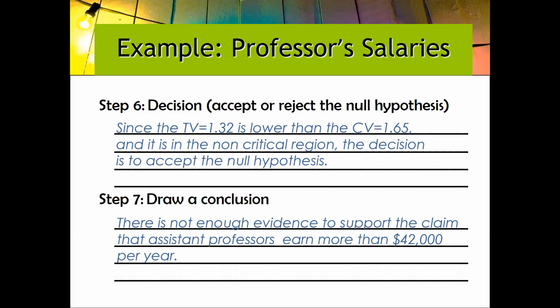Since we accept the null hypothesis, then our conclusion is there is not enough evidence to support the claim that assistant professors earn more than $42,000 per year. Done. Thank you for listening.